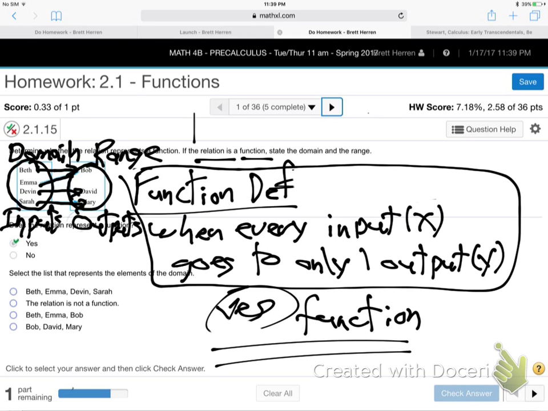Yes, it's a function. Okay, and then down below they're going to say, list the domain. The domain is Beth, Emma, Devin, Sarah. It's going to be this option right here, because that's the inputs. So that makes sense. Let's see the next one, and we'll see when something is not a function.